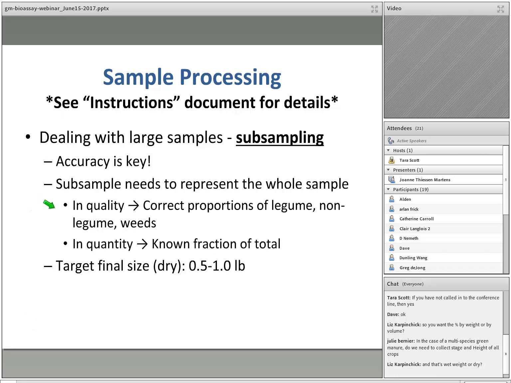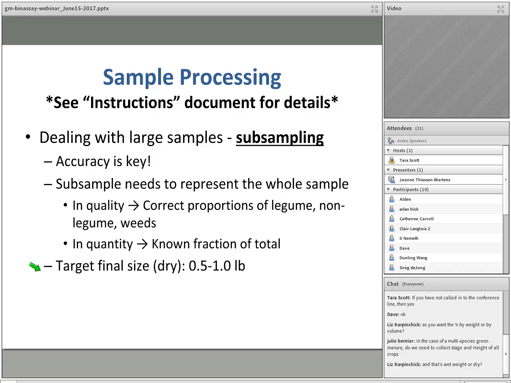That subsample needs to represent the whole sample in quality. So it needs to have the correct proportions of the legume and the non-legume and the weeds and even the types of weeds. And then it also needs to represent the whole sample in terms of quantity. So it needs to be a known fraction of the total. And we also want it to be a manageable size when it's done. So we're targeting a final sample of around ½ pound to 1 pound of dry material, which should be pretty manageable to send in.